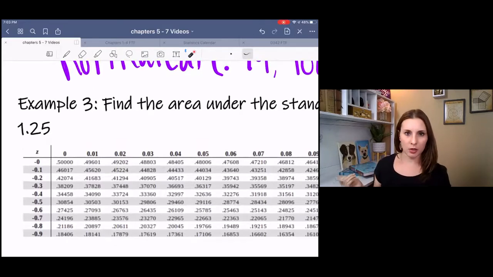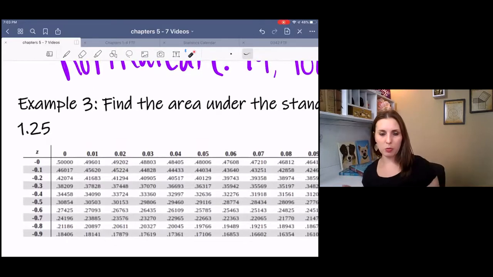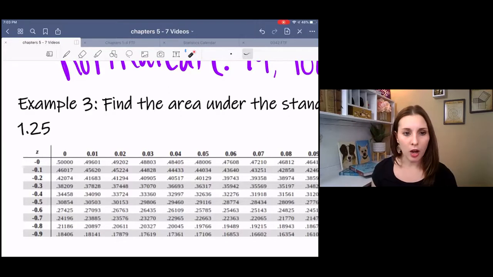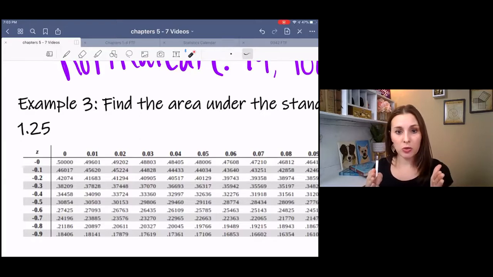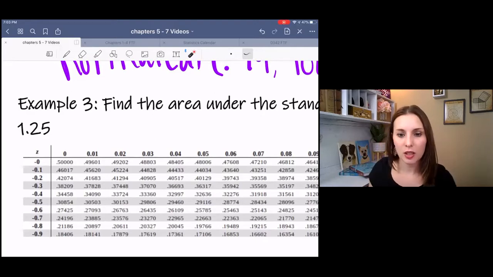Again, it's in your textbook, so if you have the tables from your textbook, you can use that. If not, I added it in. Remember, when we're finding the area between two values, we find the area of each one and subtract. So go ahead and try it and come back.